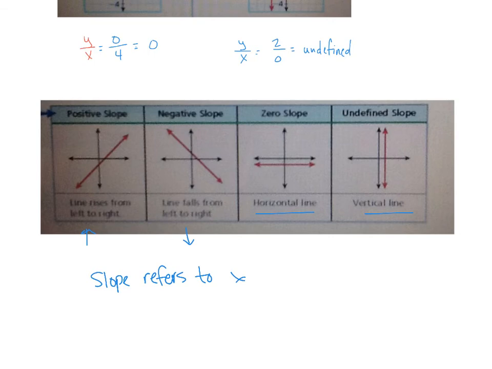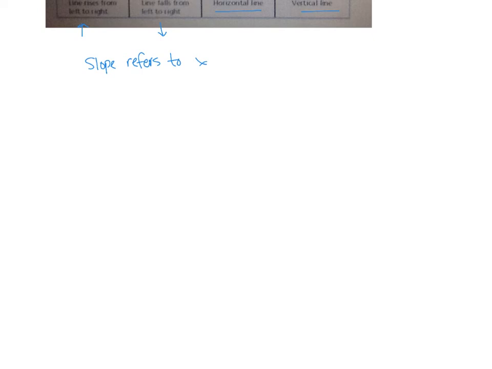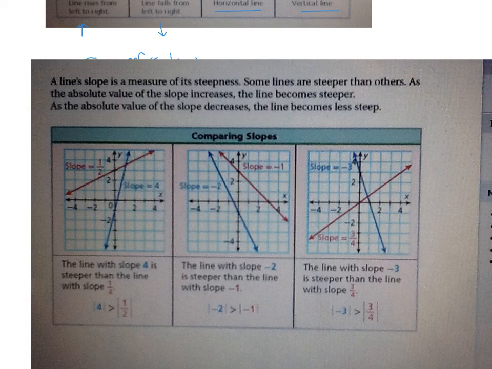So, comparing slopes, it has a little section on comparing slopes. A line's slope is a measure of its steepness. Some lines are steeper than others. As the absolute value of the slope increases, the line becomes steeper. In my world, you can tell which line is steeper, okay? Which line would you not want to ride your bike up? And it's probably always going to be the steeper one.